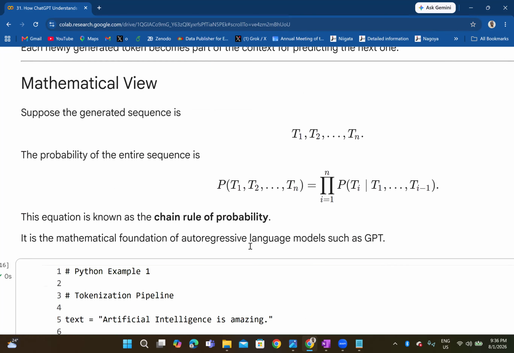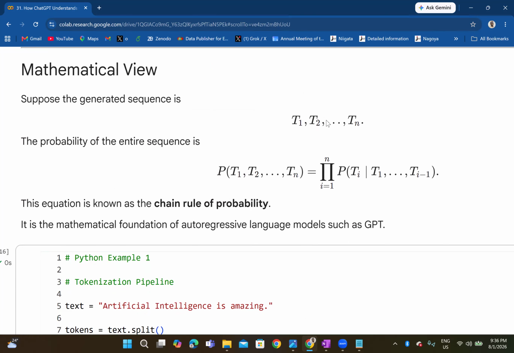For a mathematical view on that, suppose the generated sequence is T1, T2 up to Tn. The probability of the entire sequence is then the multiplication of all the probabilities of Ti given T1 up to Ti minus 1. This equation is known as the chain rule of probability. It is the mathematical foundation of autoregressive language models such as GPT.